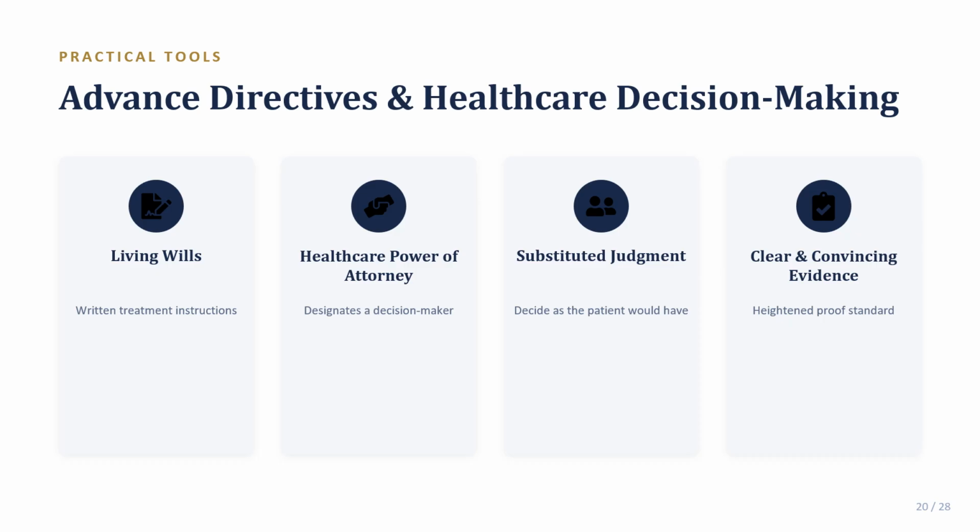Substituted judgment is the legal standard that many states apply when a decision maker, whether a healthcare agent or a family member, has to decide on behalf of an incapacitated patient without a specific written instruction covering the exact situation at hand. So, under substituted judgment, the decision maker is asked to decide as the patient would have decided based on the patient's known values, any prior statements, and the general approach to life, not simply what the decision maker personally believes would be best.